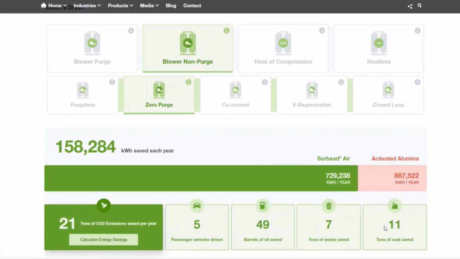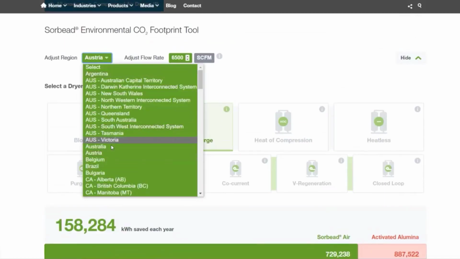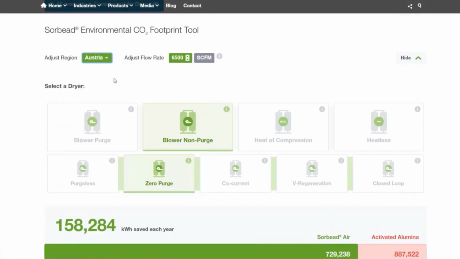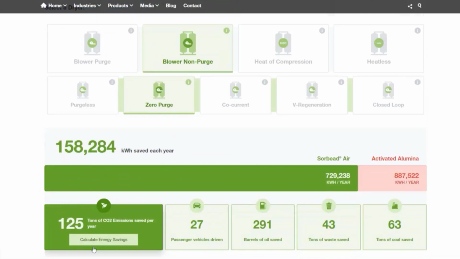The importance of the dryer plant location with respect to its CO2 footprint is clear when a different country is selected. For example, if we select Australia, which is known to partially rely on coal in its energy production, the total amount of CO2 emissions saved per year is increased to 125 tons.